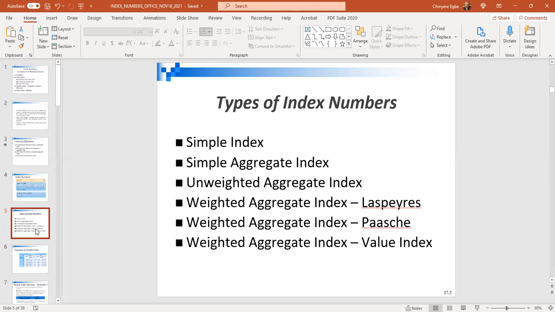Now, there are different ways of measuring aggregate indices. There is a Laspeyres index, there is a Paasche index. Of course, then there's a value index, which is actually a measure of combined values. And so there's a Fisher's index. We're not going to talk about Fisher's index today. We may or may not, we just don't want to complicate things. Like I said, indexes can become very, very complicated.